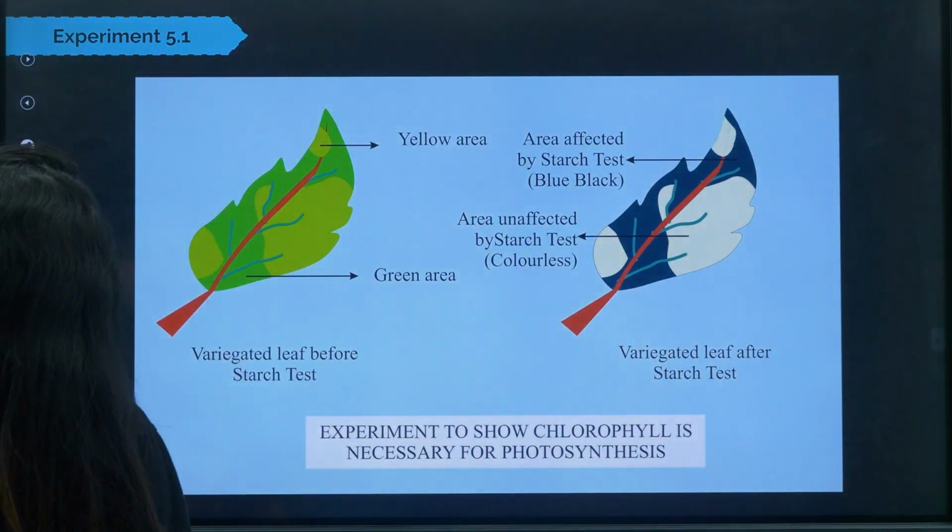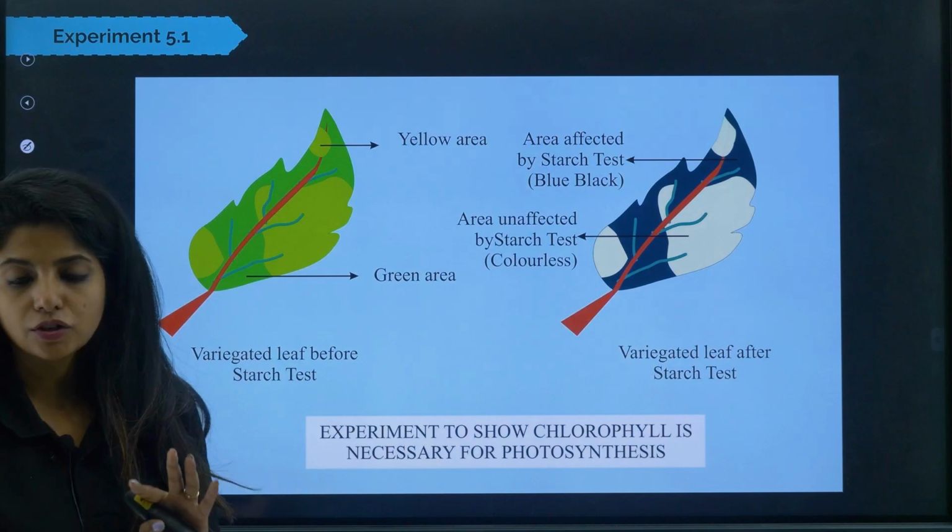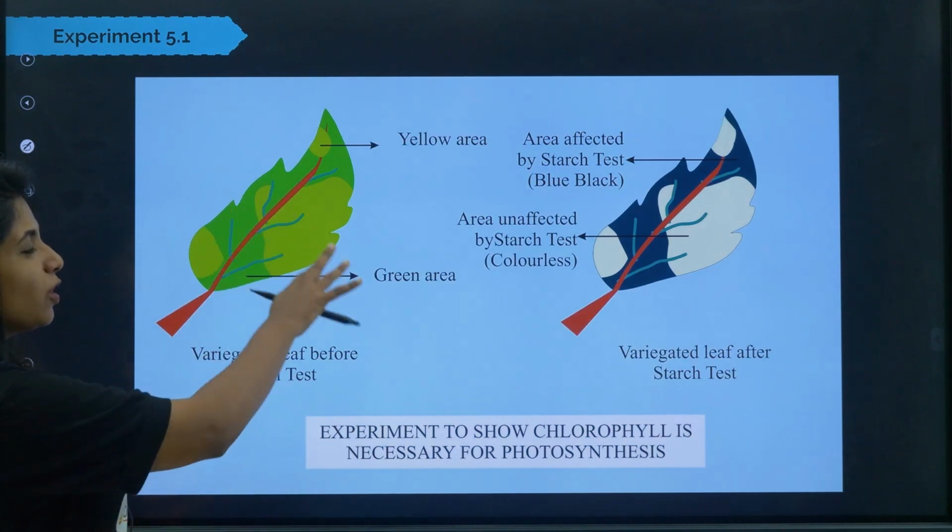Let's see that. Over here we have a variegated leaf, my dear children. What do I mean by that?